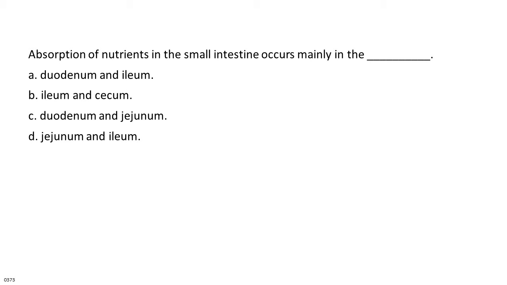Absorption of nutrients in the small intestine occurs mainly in the underscore. A. Duodenum and ileum. B. Ileum and cecum. C. Duodenum and jejunum. D. Jejunum and ileum.